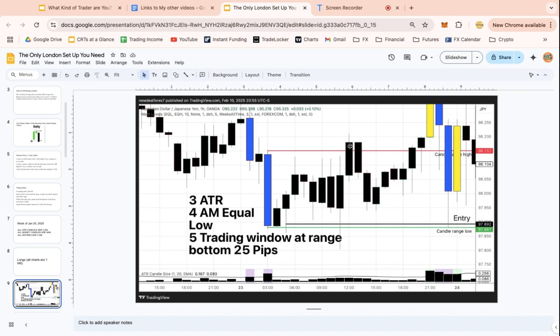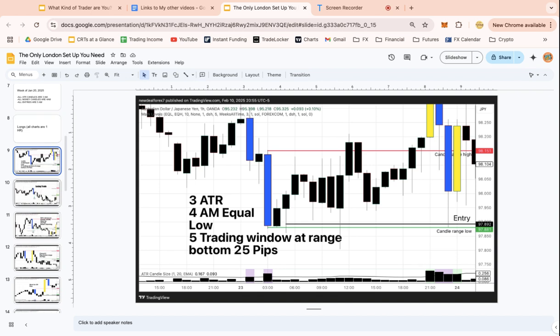This was good for about 25 pips from 5 a.m. onward. I think this was probably a little after 9, but at the same time, if you want to wait for the range high to be hit, that's more than fine.